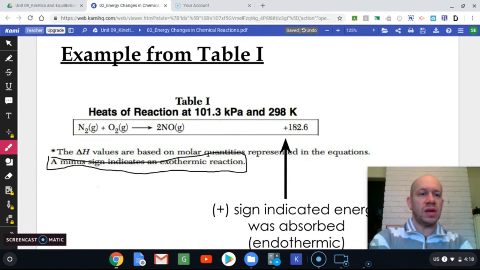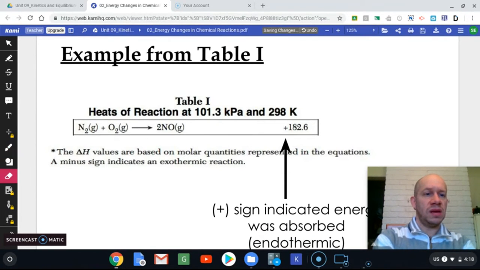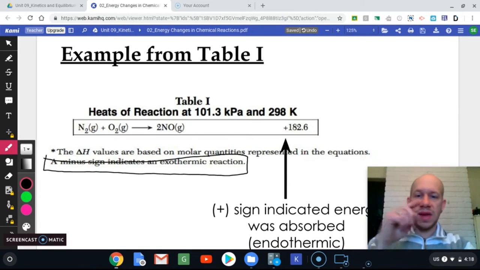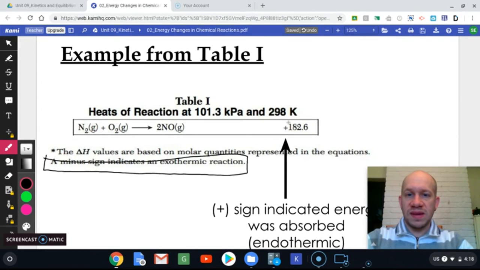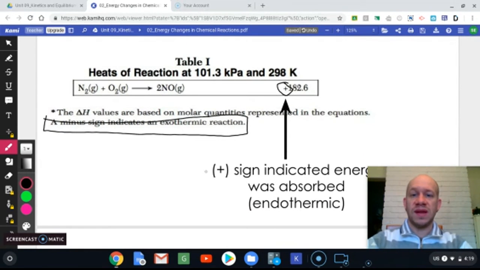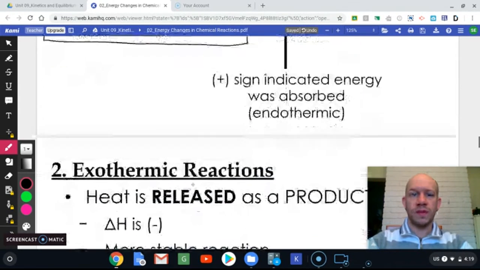Ooh, look what I just did. I'm going to fix that because that's ugly. A minus sign indicates an exothermic reaction. Oh, I did it again. Therefore, if I have a positive sign for any of those reactions, that reaction is endothermic and energy was absorbed.